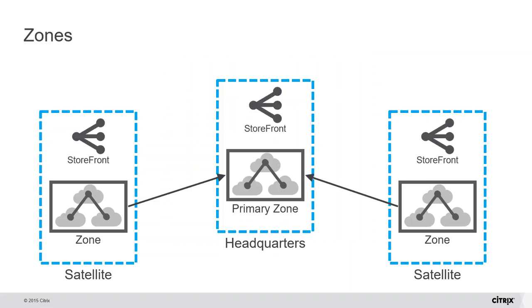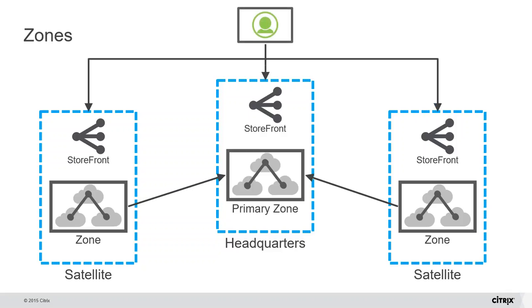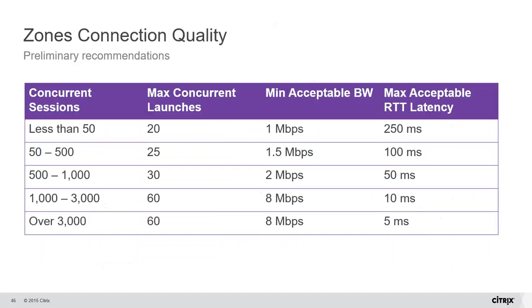Each site, though, you still want to have a StoreFront server, just so each site can be independent in case we have a network outage of our WAN link. And it also means that a user can connect to any StoreFront server and still get access to an app regardless of which site it's located in, which zone it's located in. Now, this doesn't mean you can make every site its own separate zone. I mean, you don't want to have a site that has 10,000 users with a 1 megabit connection to your primary zone being a zone. It should be its own.